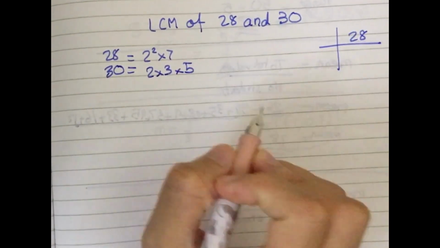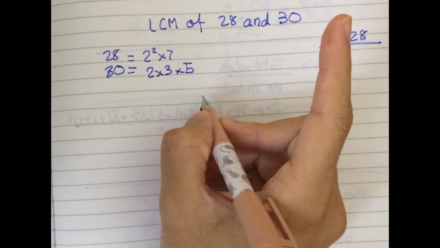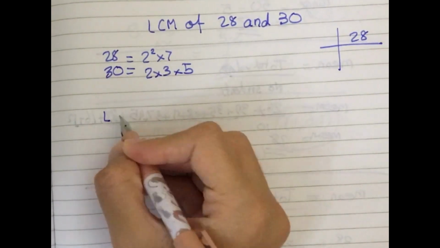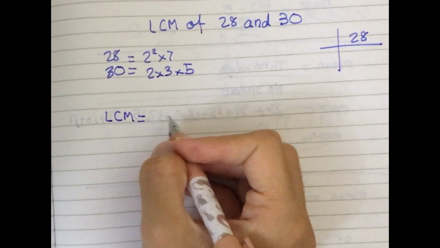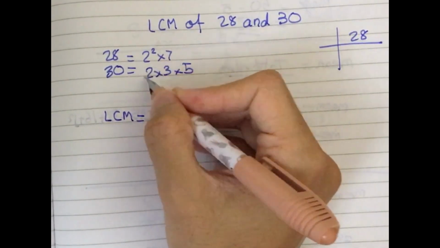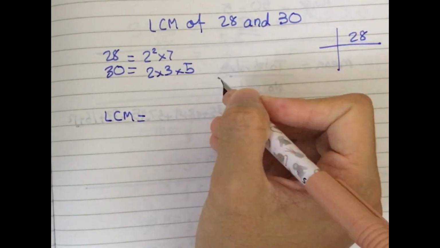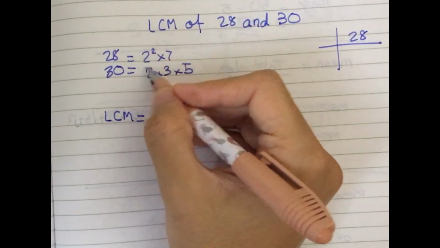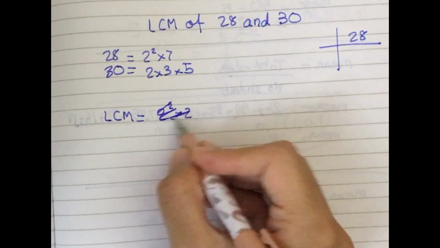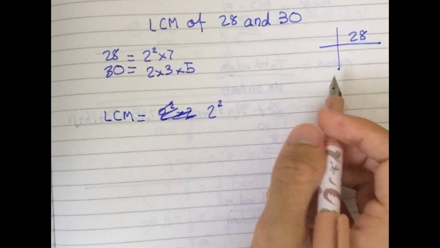Now to make the LCM you need to see what is missing, and you have to multiply them up. To find the LCM, I have 2 over here in both, but this 2 is greater than this 2. Why? This is 2 power 2, which means 2 times 2, which is 4, and this is just 2. So this can cover for that one. I don't have to write 2 square times 2, I can say it's 2 square.